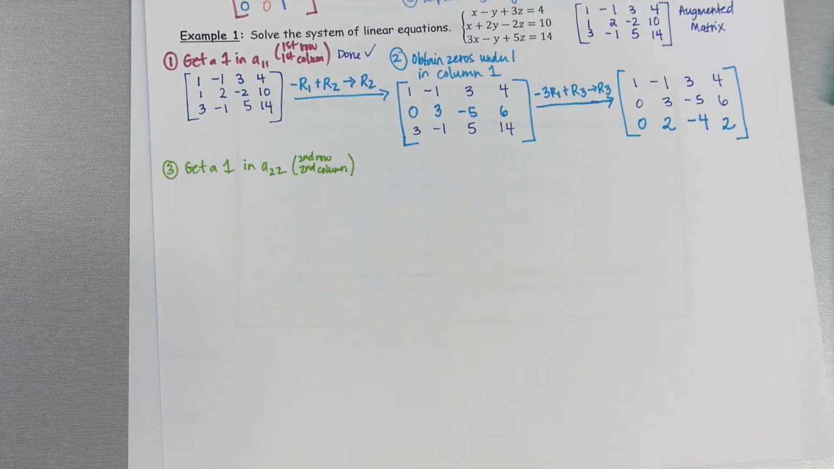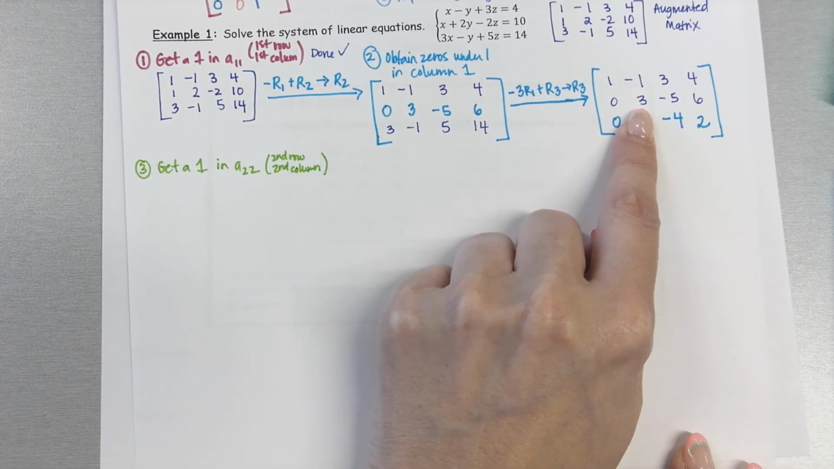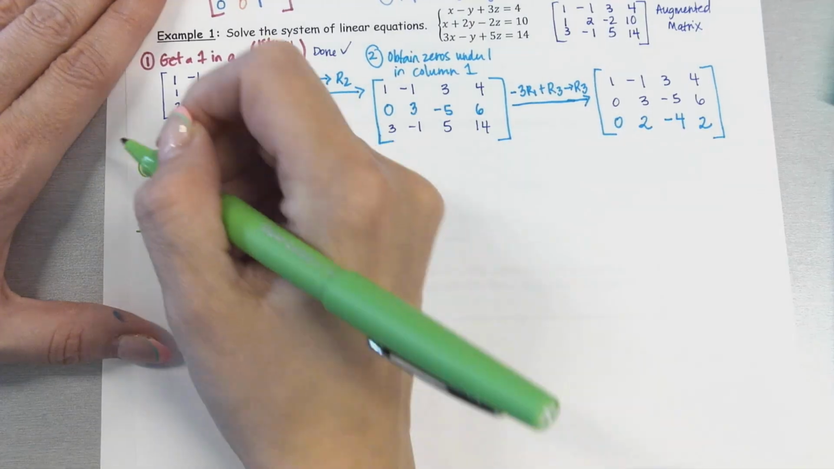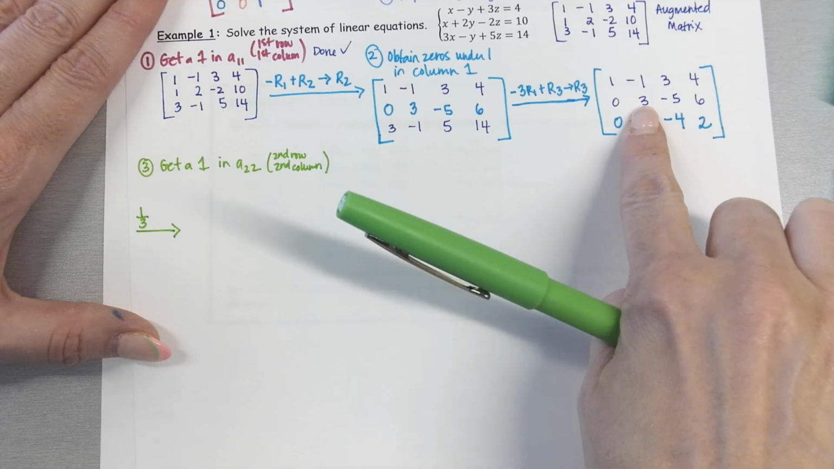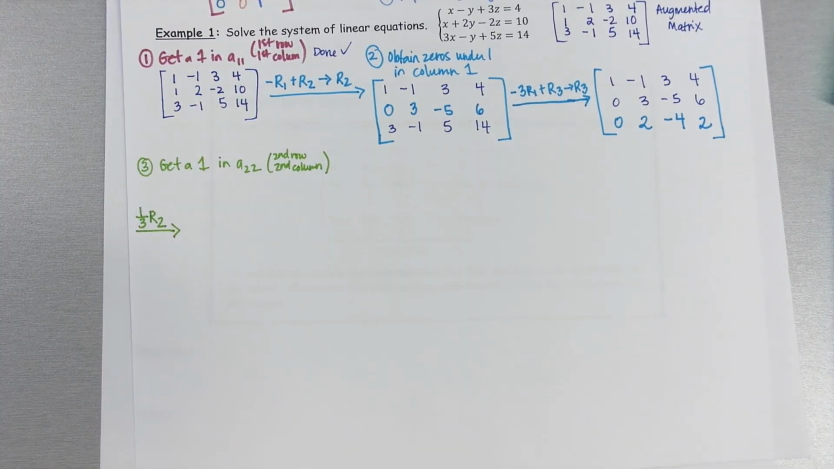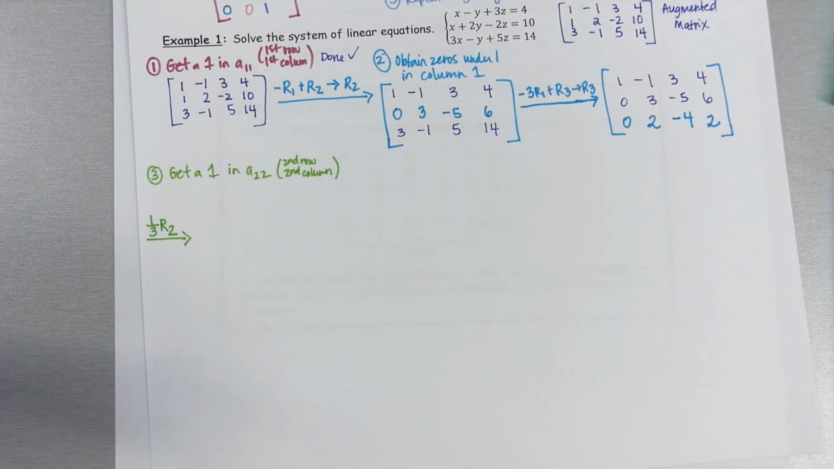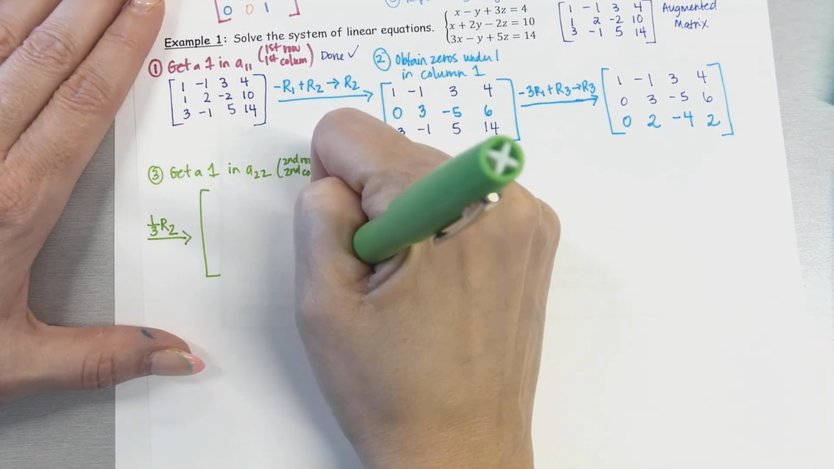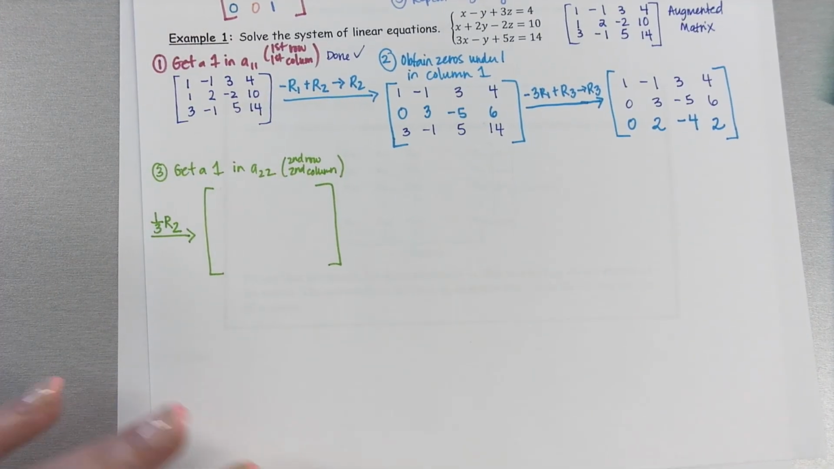Okay, so the simplest way to do that when you already have this 1, 0, 0 here is to multiply by the reciprocal. So if you take row 2 and multiply by the reciprocal of 3, 1/3 times 3, you're going to get 1. Yes, sometimes that produces fractions, but sometimes the fractions are unavoidable. It just depends on your situation.